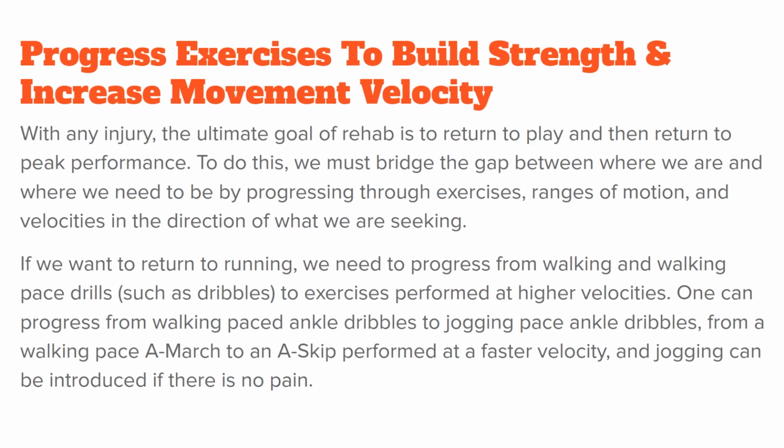So if we want to return to running, we need to progress from walking and jogging pace drills such as dribbles to exercises that are performed at higher velocities. So you might go from a walking A march to an A skip that is performed at a faster velocity. You might go from ankle dribbles at a walking pace to ankle dribbles at a jogging or running pace. You might go from ankle to calf dribbles. We want to progress in the direction of where we need to go, such as by moving faster, moving through a larger range of motion, and increasing the impact.